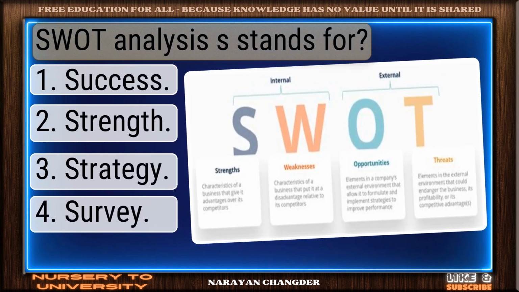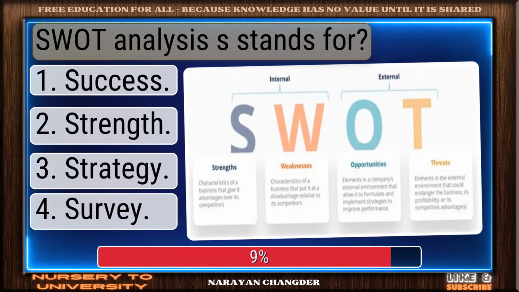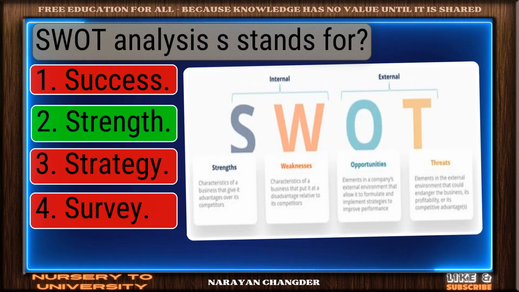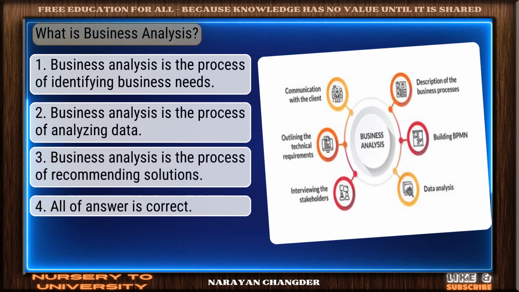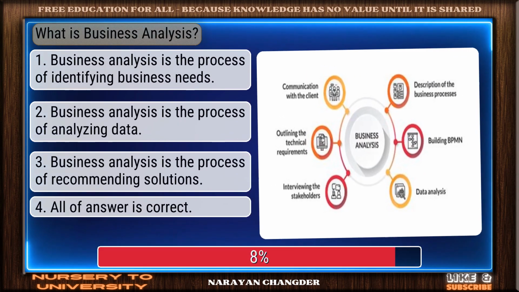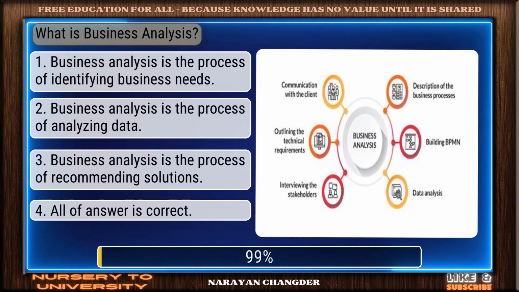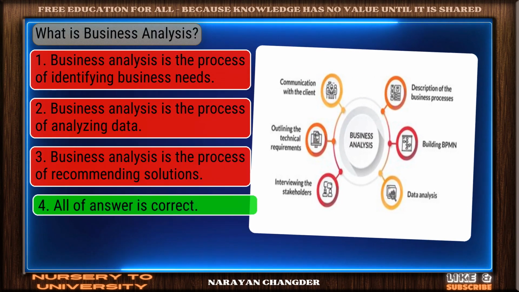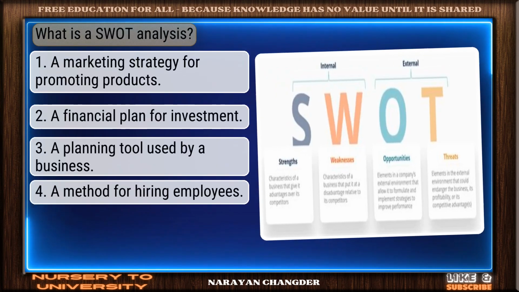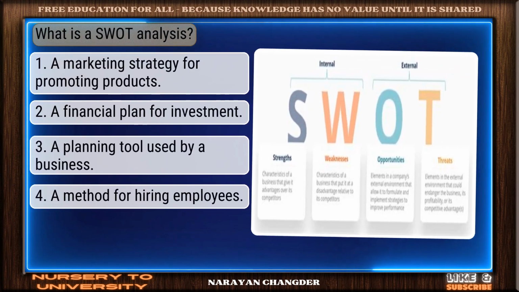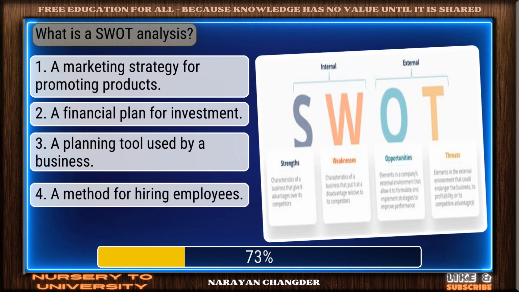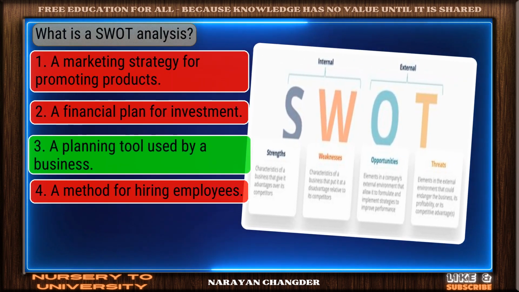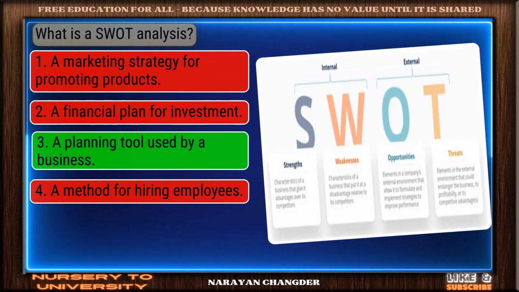Question number 76. SWOT analysis S stands for. Nicely done. Strength is a solid answer. Question number 77. What is business analysis? Right choice. All of the answers is correct is the best answer. Question number 78. What is a SWOT analysis? Sharp thinking. A planning tool used by a business is the right choice.